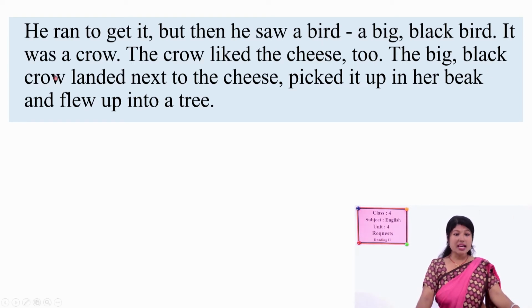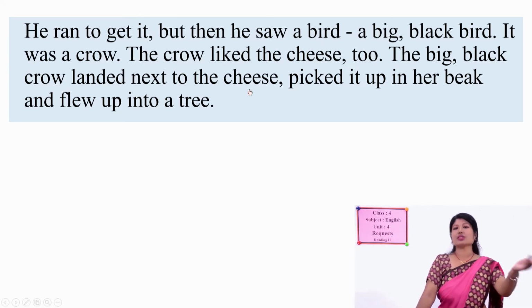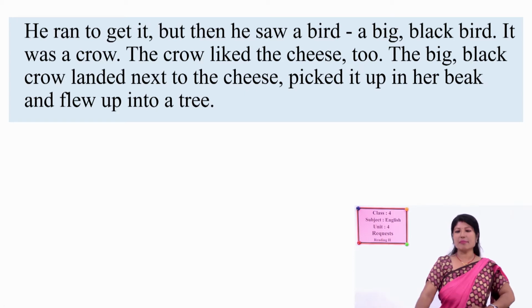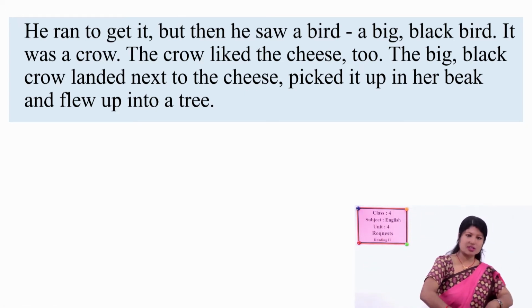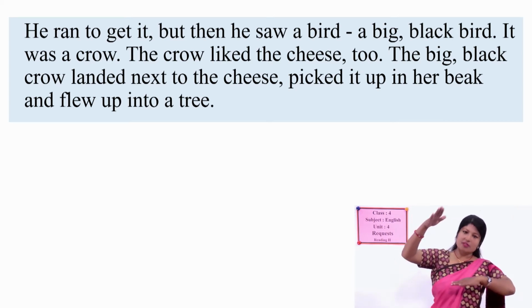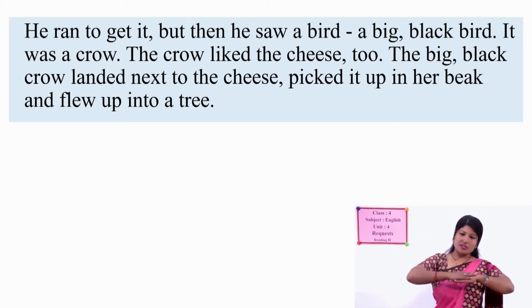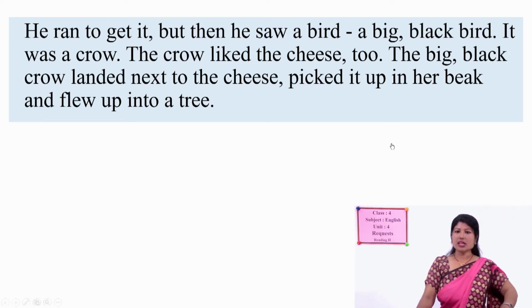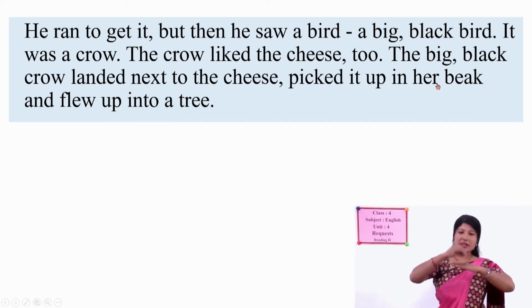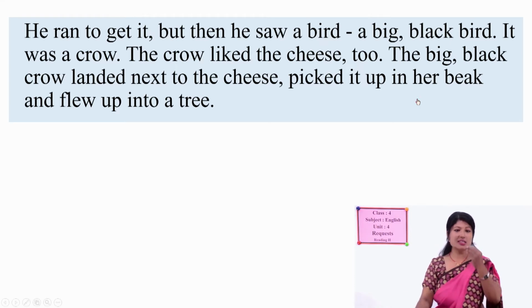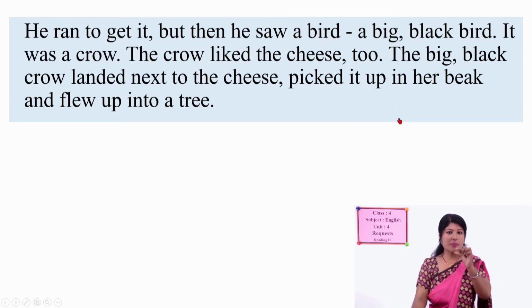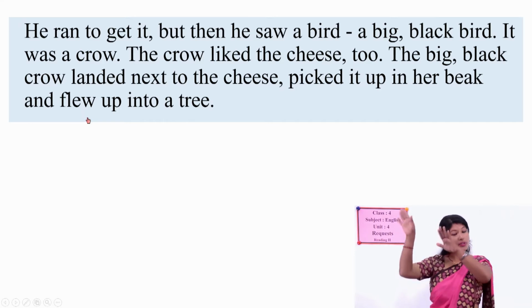The big black crow landed next to the cheese. See what happened? The bird landed, came down to the ground, flew down on the ground and then picked it up in her beak. Beak is the sharp part of the mouth of a bird. The crow picked up the cheese with her beak and flew up into a tree.